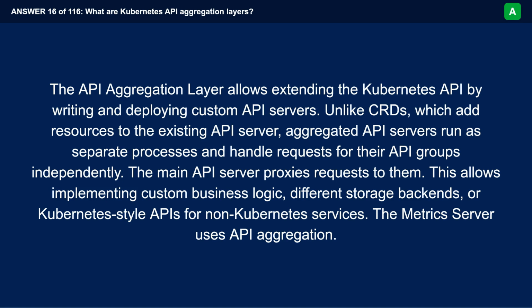The main API server proxies requests to them. This allows implementing custom business logic, different storage backends, or Kubernetes-style APIs for non-Kubernetes services. The metrics server uses API aggregation.